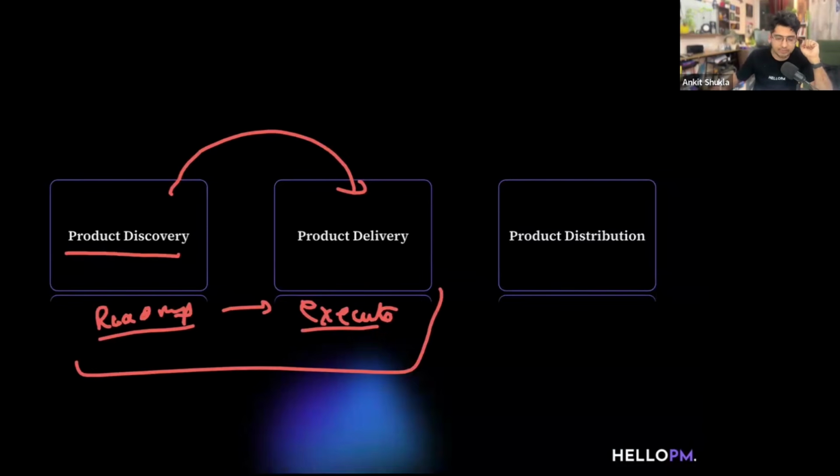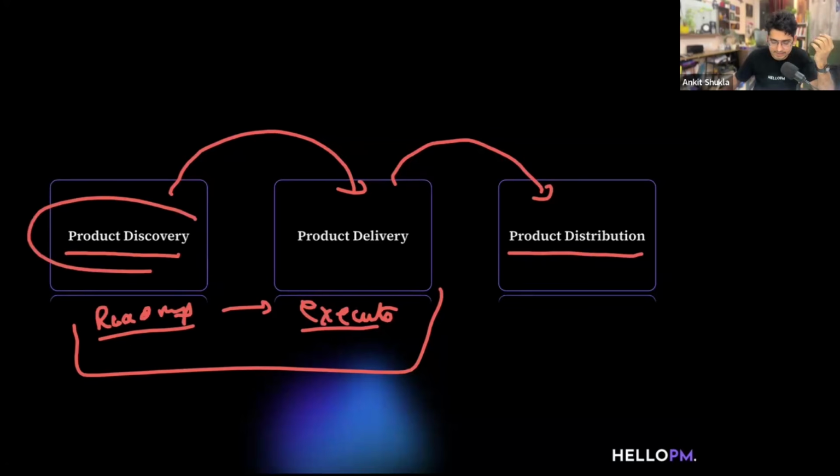But this is also half the job done. You have decided what to build, you have built that, but that is not the complete job done. So you have to do the third step, which is product distribution, where you make sure that you are able to take this product to the market and the customers use your product and they pay you money or some kind of attention so that the company is able to achieve its outcomes, right? This part is also called growth.